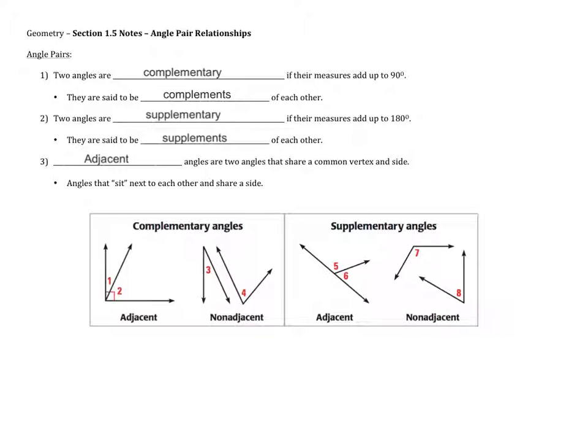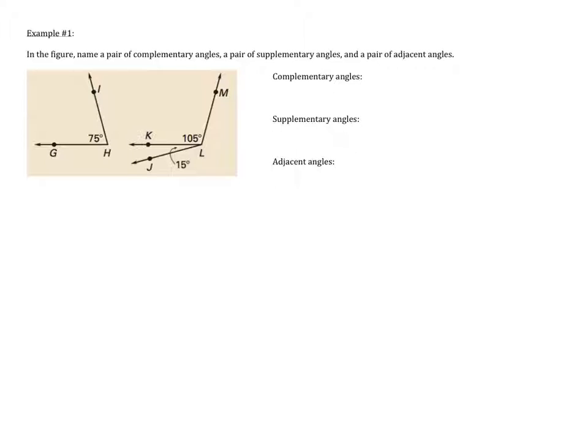For example 1, they want us to look at the figure and name a pair of complementary angles, a pair of supplementary angles, and a pair of adjacent angles. Before we do that, I want to talk about how we're going to name these angles. If you look at this, there is only one angle present in this first picture. So we could name this angle that is marked by the 75 degrees by just angle H, since there's, again, only one angle sharing that vertex.